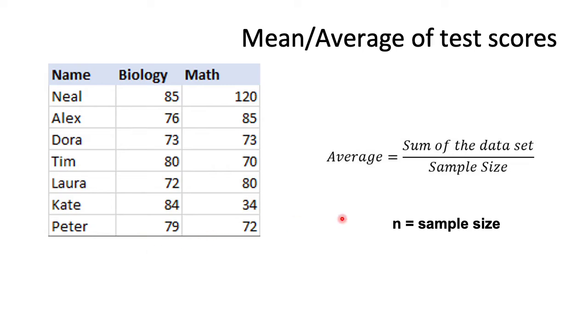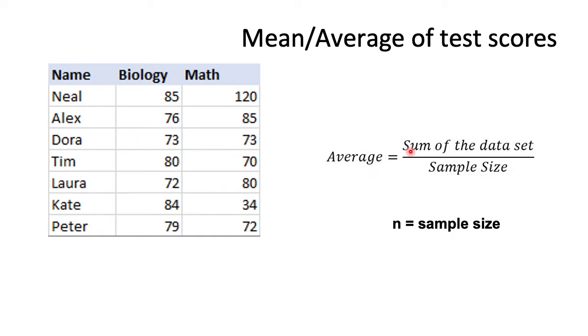In order for me to compare how the students did for both exams as a whole, so the students here are the population, I need to take the average of the test scores. So I will be taking an average of the biology test scores and an average of the math test scores.